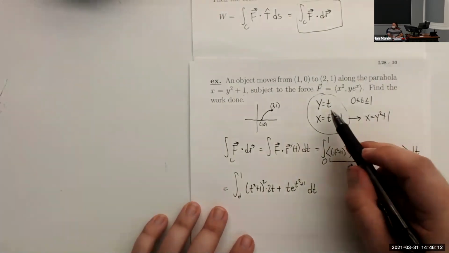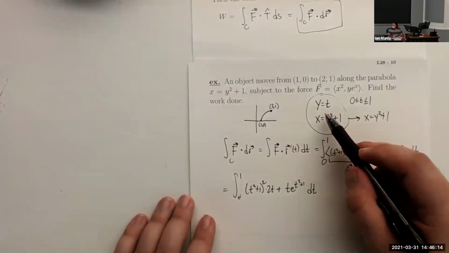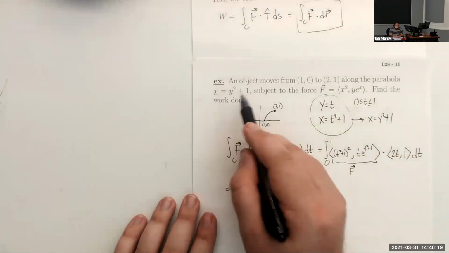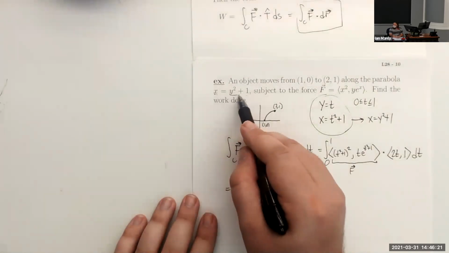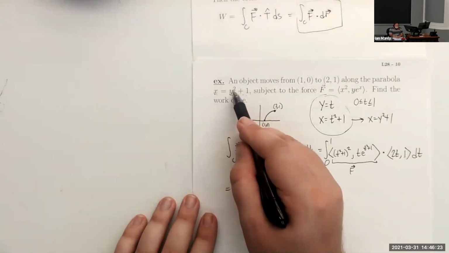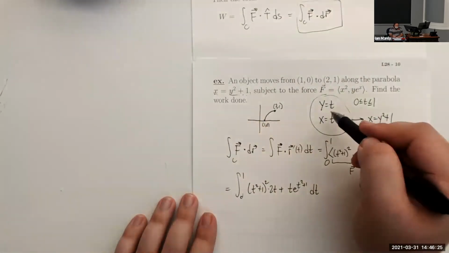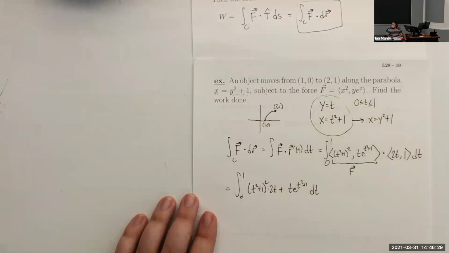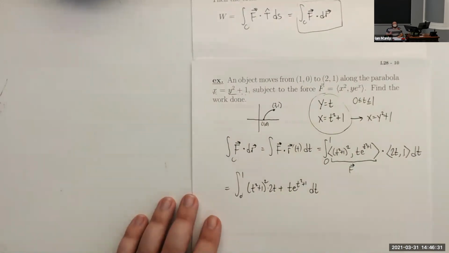Why did I make y equal t right here? Yeah, to make an easy parameterization. Whenever you have one variable in terms of the other, you could just make the independent variable be t and the dependent variable be the same formula, only with t's instead. You could do that with any function you want.